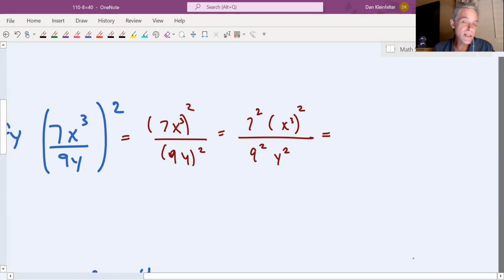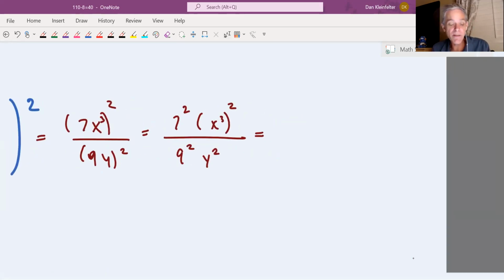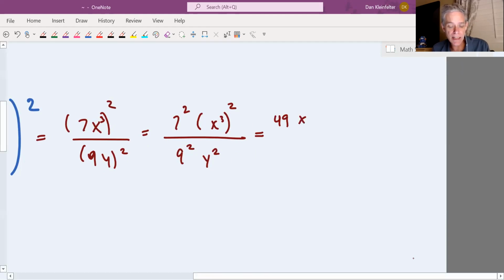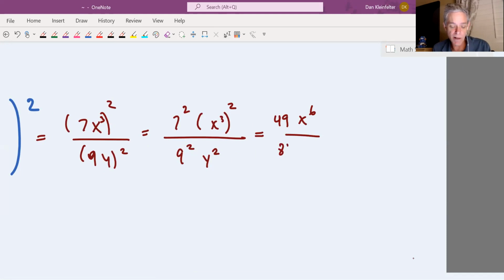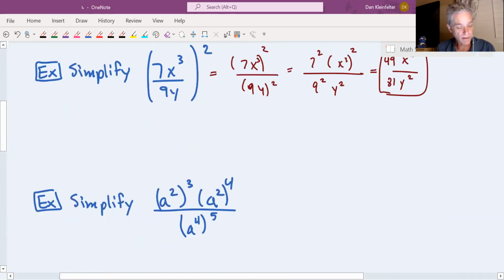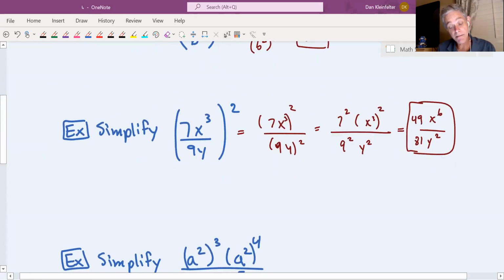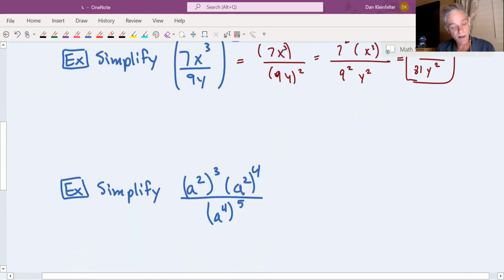If you don't need to do this step I just did, it's fine. I'm trying to show a lot of steps since we're just kind of starting this. 7 squared is 49. X cubed squared is x to the 6th power. Down below, 9 squared is 81. Be careful you didn't have 18 there. 81y squared. Okay, so that was 49x to the 6th power over 81y squared.